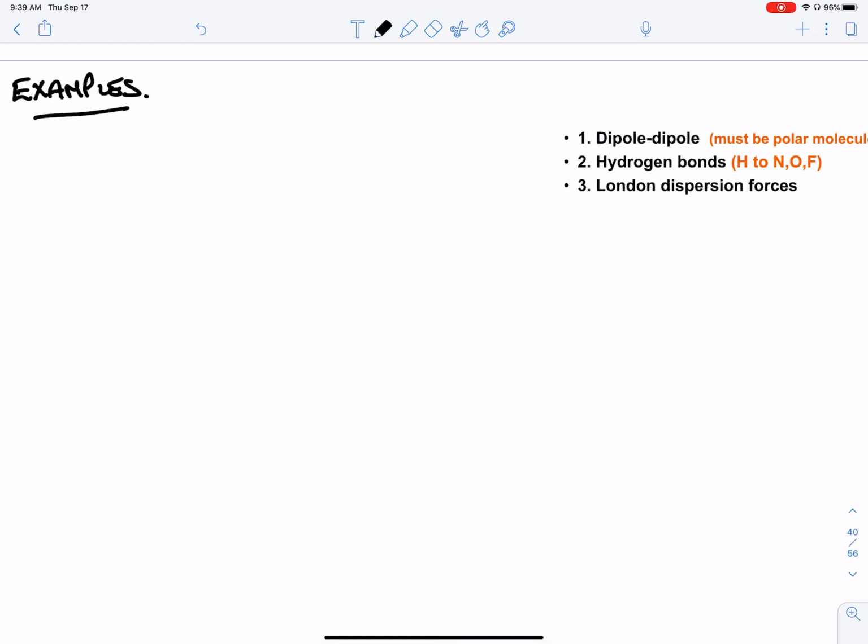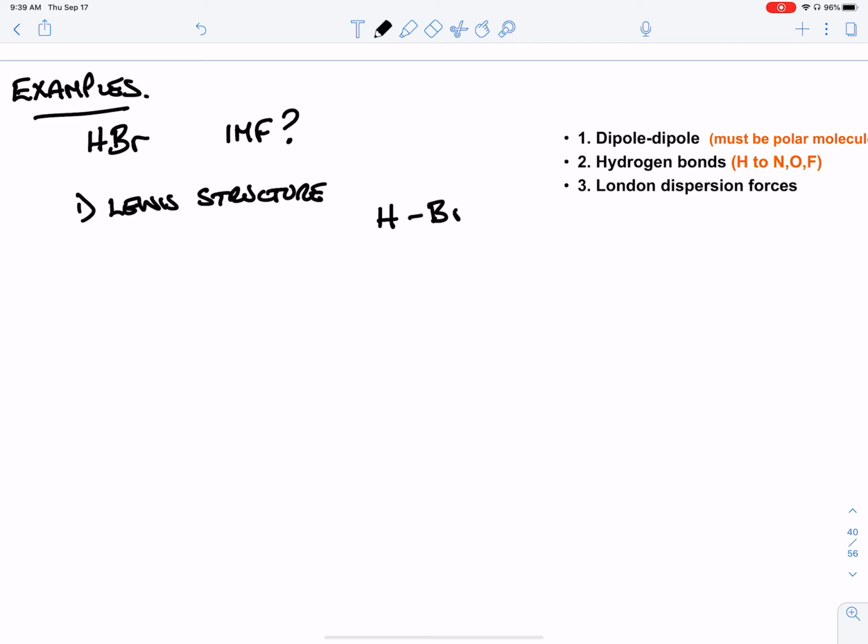So let's just say you were given the example of HBr, and you were asked what type of intermolecular forces are present. The first thing you would do is draw a Lewis structure. You would count and add all your valence electrons, and you would end up with a skeletal structure such as this. So it's going to be important to be able to draw Lewis structures. And then you would realize that hydrogen is bonded to bromine, and because they're dissimilar atoms, there's most likely going to be a polar bond.